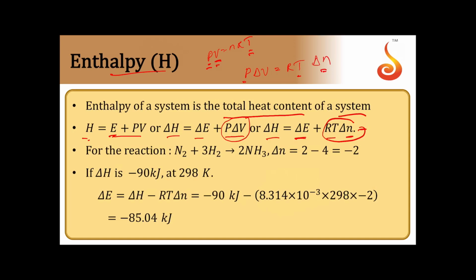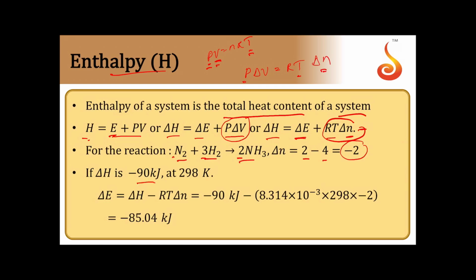Let us take an example and understand that. The reaction N2 plus 3H2 giving rise to 2NH3. Here delta n is equal to the number of moles of gaseous products, that is 2, minus the number of moles of gaseous reactants, that is 1 and 3, altogether 4. So 2 minus 4, minus 2, is delta n of this reaction.